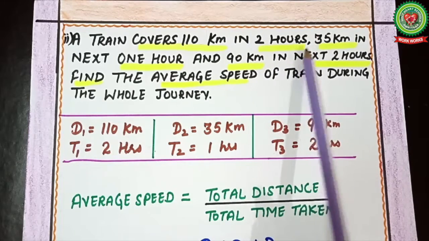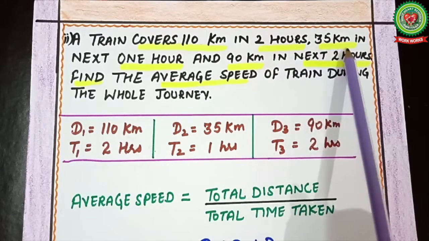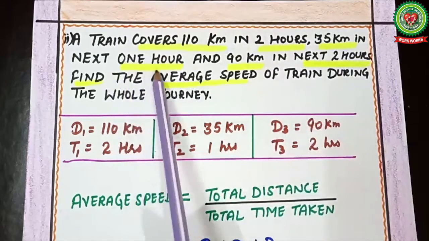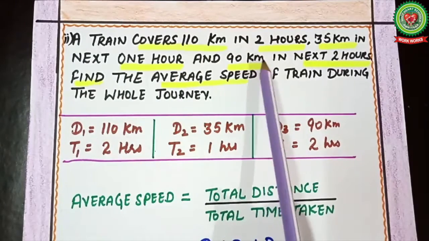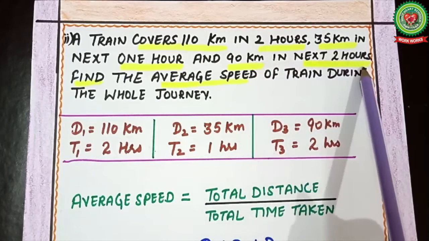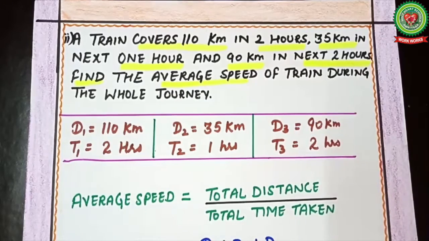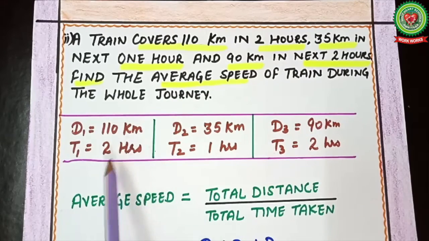Now you can see that again we are given 35 kilometers, and in the next 1 hour, again time is given. Again we are given a distance of 90 kilometers in the next 2 hours. That means 3 times we are given the distance as well as the time. So what we will do, we will have a partition here.